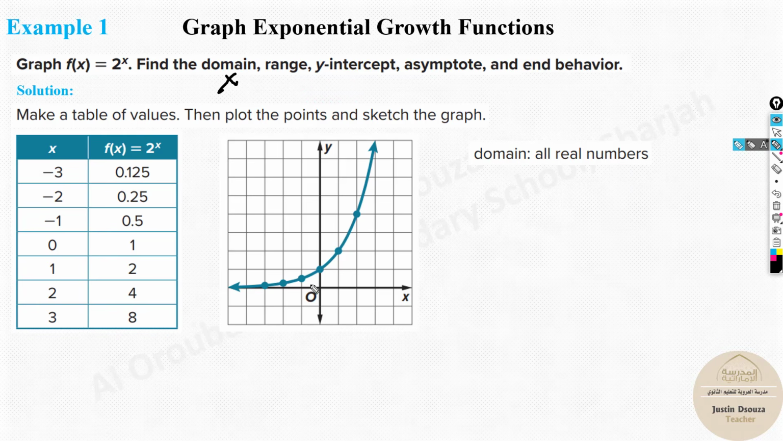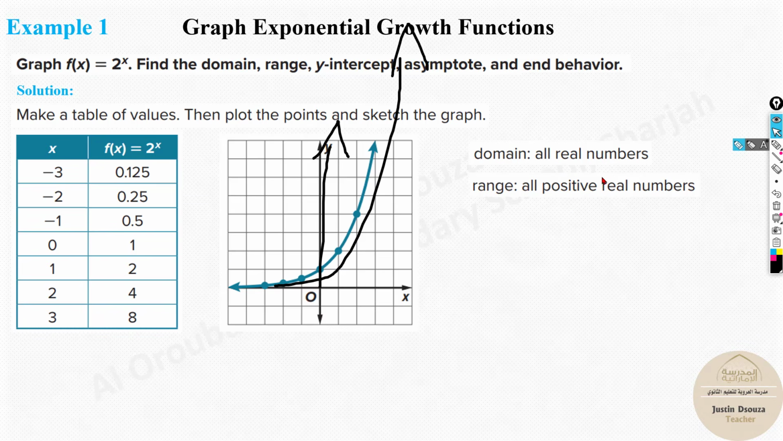Range, you can see it doesn't dip less than 0. It doesn't go less than 0. So it goes up through all positive values but not negative ones. So it is greater than 0, so it's all positive real numbers. It can't be any negative numbers. And then the y-intercept is (0, 1).